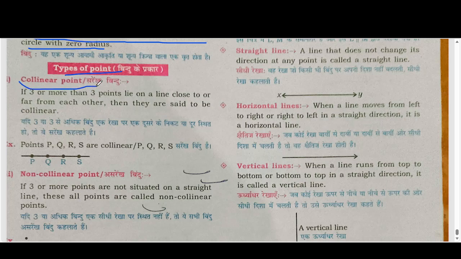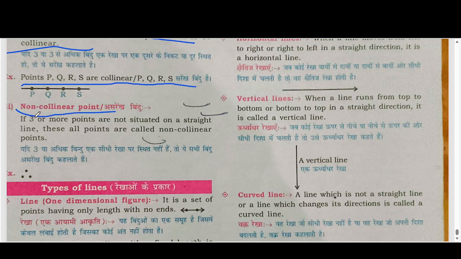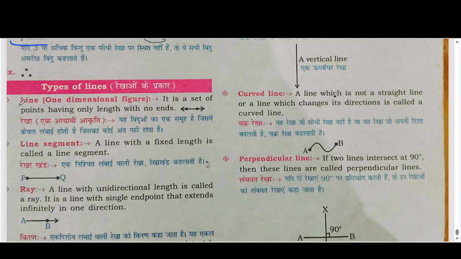Types of points. Collinear points: if three or more points lie on a line, close to or far from each other, they are said to be collinear points. P, Q, R, S are collinear. Non-collinear points: if three or more points are not situated on a straight line, these points are called non-collinear points.